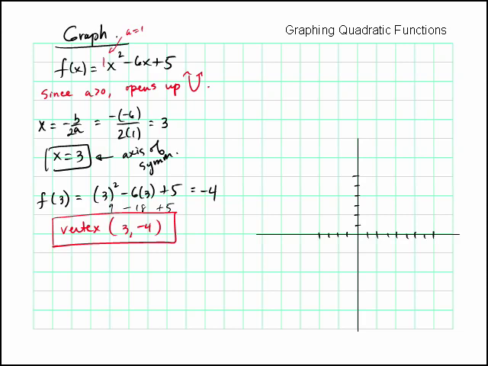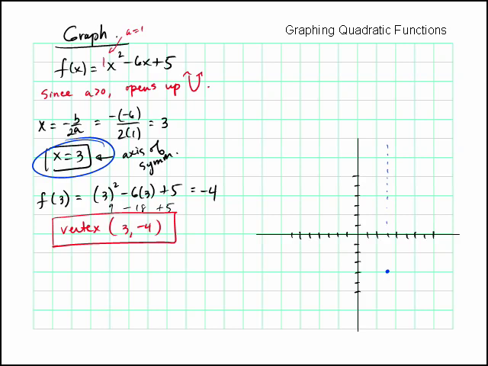I'm going to plot the vertex and the axis of symmetry, keeping in mind that my parabola is going to open upward. 3 comma negative 4 is approximately right about here. And the axis of symmetry, x equals 3, is a vertical line which goes right through the vertex.